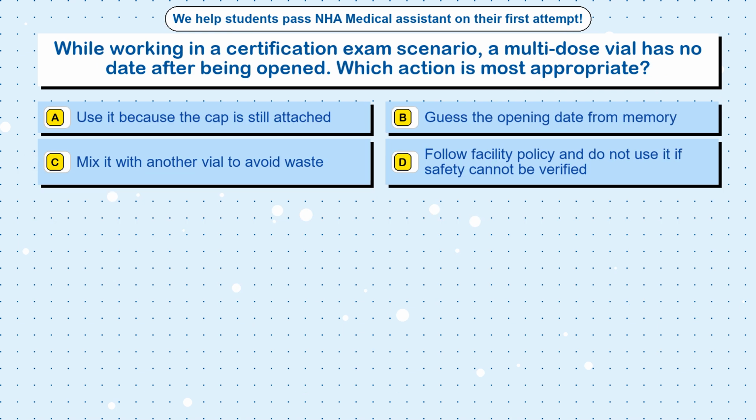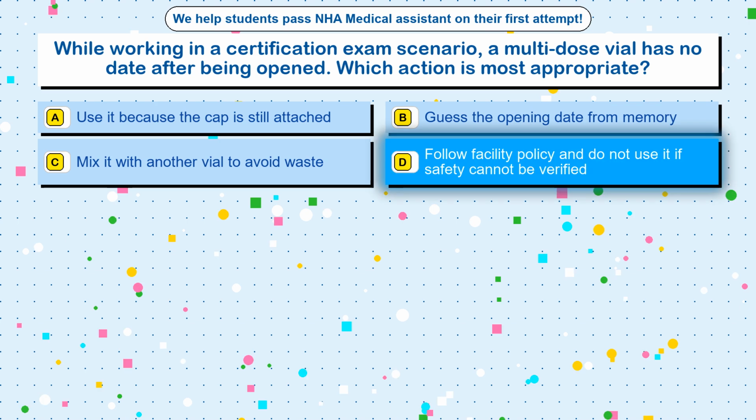Question 77. While working in a certification exam scenario, a multi-dose vial has no date after being opened. Which action is most appropriate? Option A. Use it because the cap is still attached. Option B. Guess the opening date from memory. Option C. Mix it with another vial to avoid waste. Option D. Follow facility policy and do not use it if safety cannot be verified. The correct answer is option D.